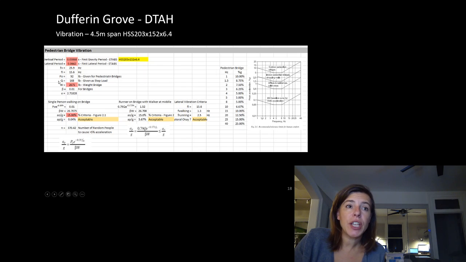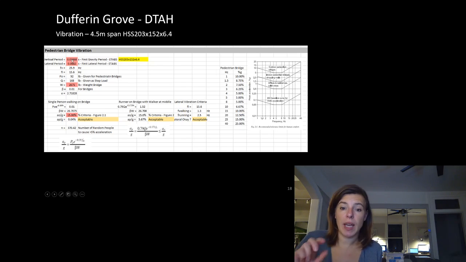You know, the criteria changes depending on our weight, which was related to the weight of that member. Our frequency changes, which is really how we determine our vibration, because that's related to our period. So this was the period that we measured, which tells us what the natural frequency of our bridge is. And you can see that the allowable peak acceleration varies depending on what you're talking about or how uncomfortable they'll let you feel.